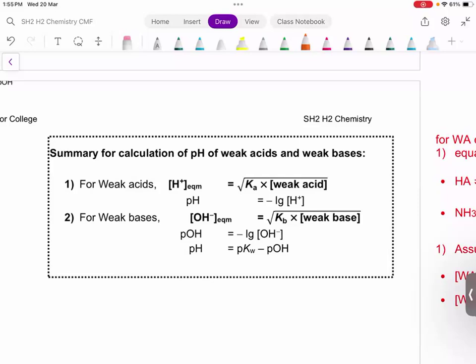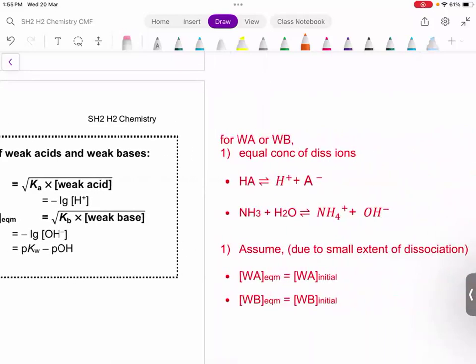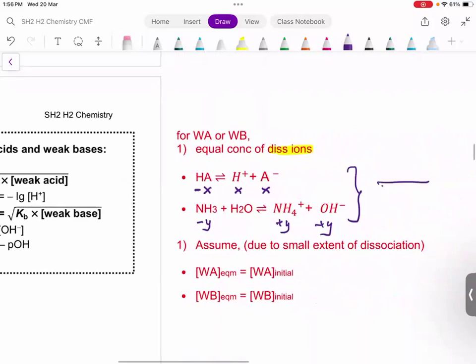But this expression only applies provided that you have equal concentration of the dissociated ions. For example, if I have X of this dissociated, X and X are produced. If I have Y of this dissociated, then Y and Y are produced. Because they are produced in equal concentration, you can use the square root. If you look at the equation, you use the square root. Where does the square root come from? The square root comes from the fact that you have equal ions dissociated. It's actually math.